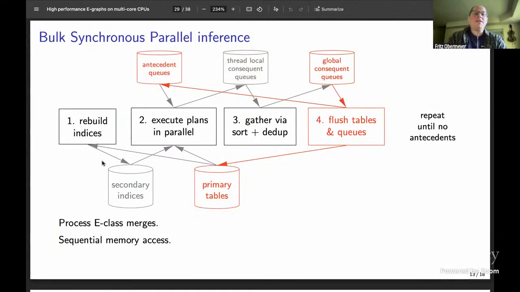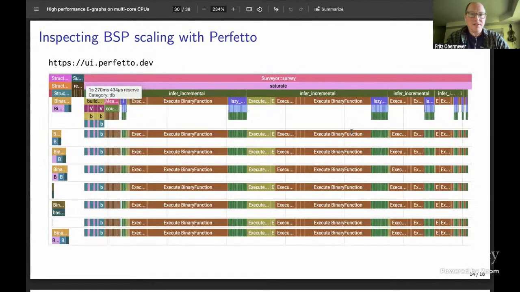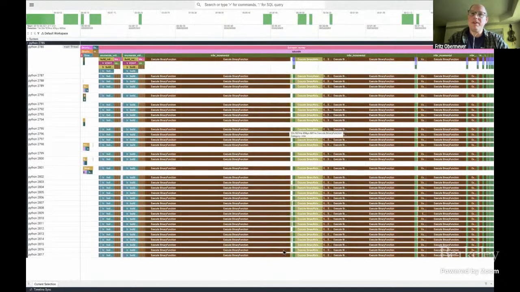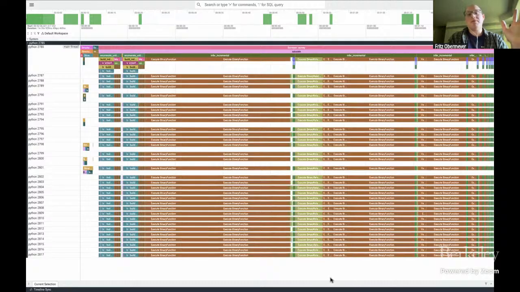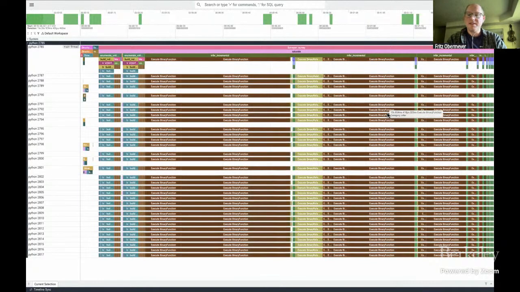Oh, okay. So I think we have a little more time. I just wanted to show you what these 4 stages look like in practice. Remember, rebuild, execute, gather, and flush. So I use Perfetto quite a bit. Perfetto is a performance tool, and I use it a lot, along with Google Perf Tools and pprof, for performance analysis. This is on a 32 core machine. Each row here is a core, and time is on the x-axis.